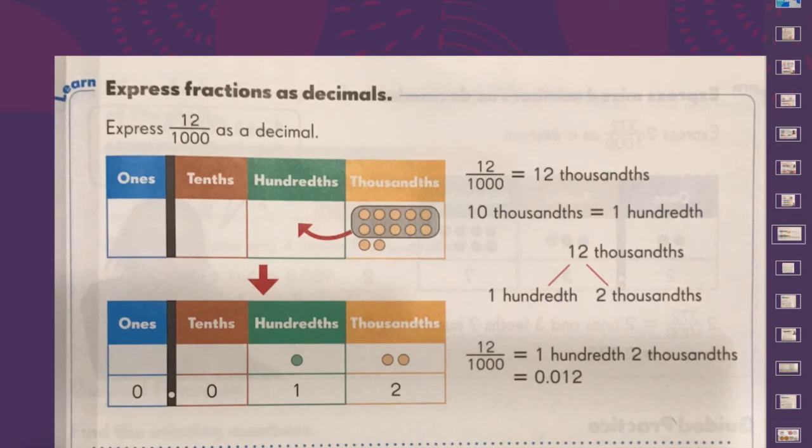Now, you can also express fractions as a decimal. So if we had 12 over 1,000, we would write that as 12 thousandths. Here it shows that there are 12 thousandths, but we know that 10 of those thousandths equals 1 hundredth. And we can see that down in this place value chart. So now we have 1 hundredth, 2 thousandths. Written as a decimal, that would be 0.012.